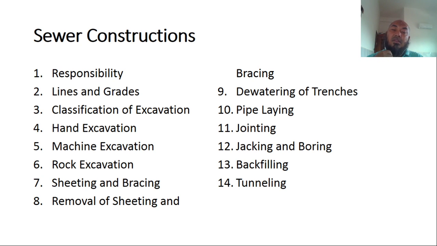And then number 14 is tunneling. It's almost the same as jacking and boring. Mostly, if the trench depth is more than 8 to 9 meters, we have to consider tunneling, because sometimes tunneling cost is competitive. It could be the same as or cheaper than excavation cost.